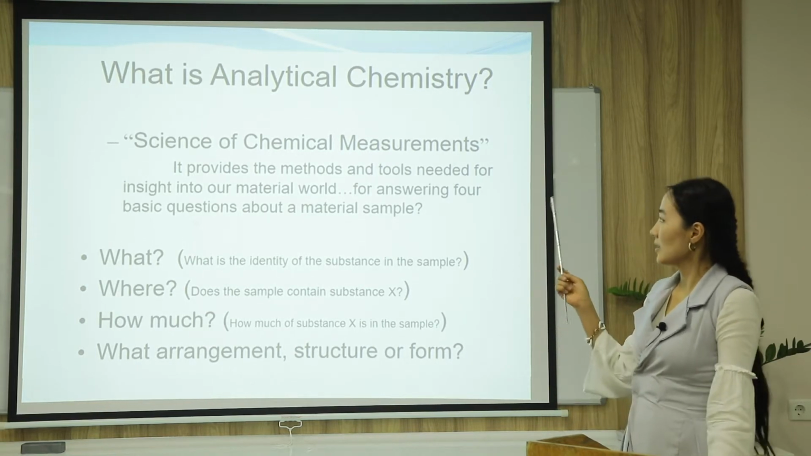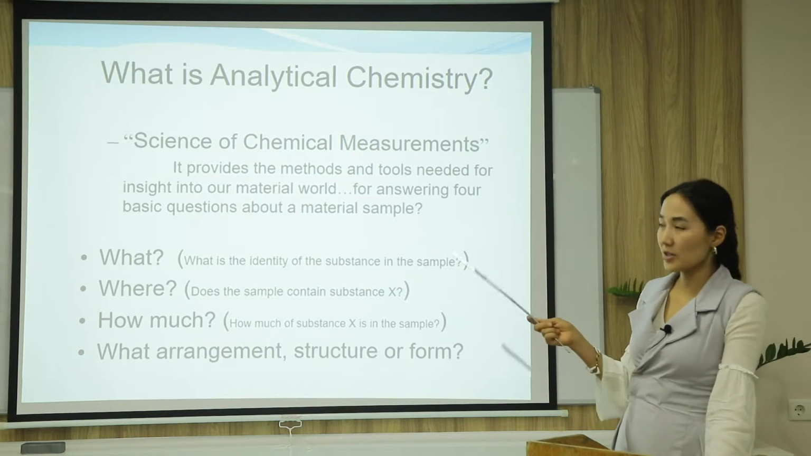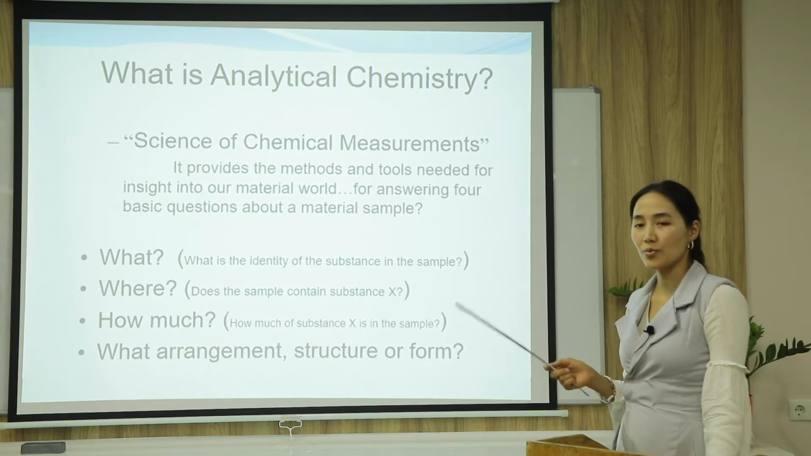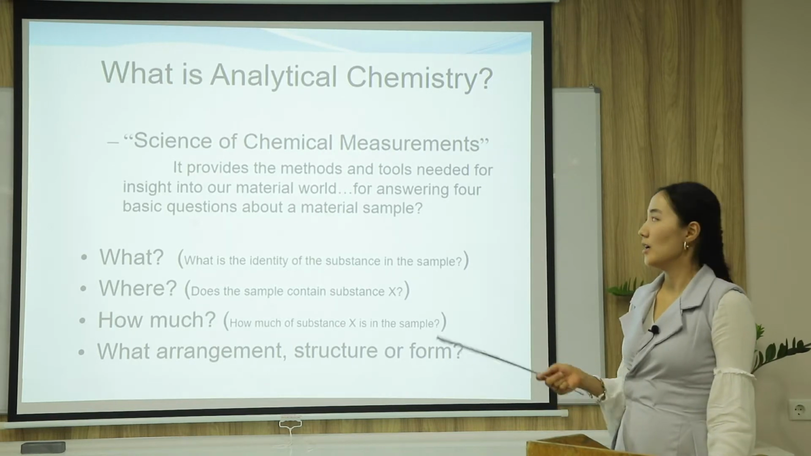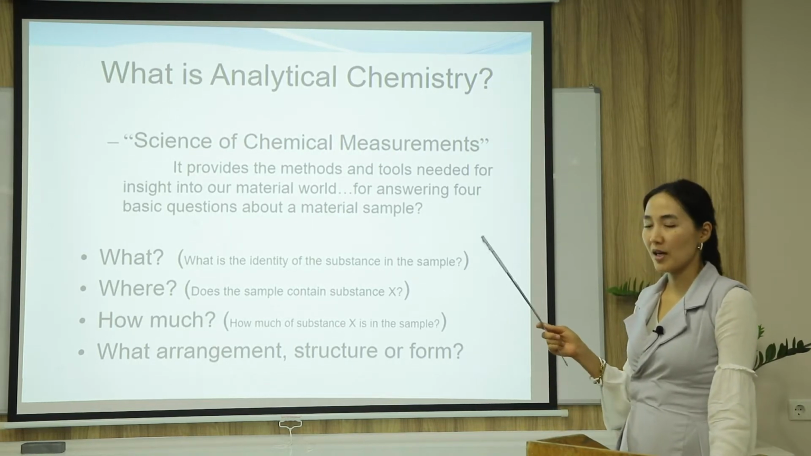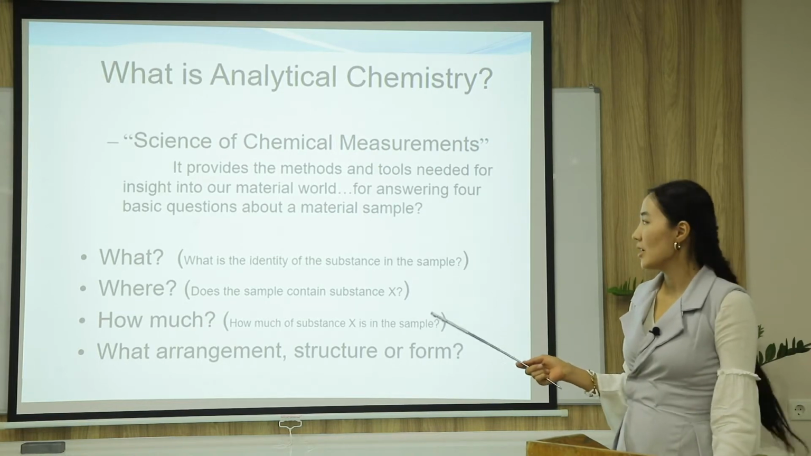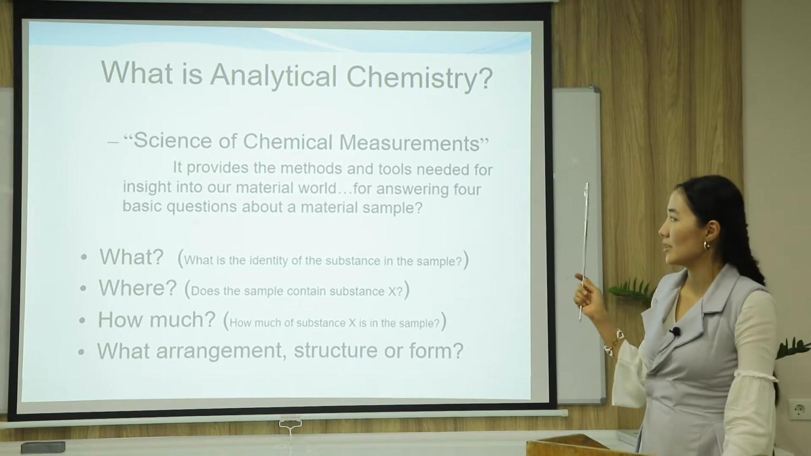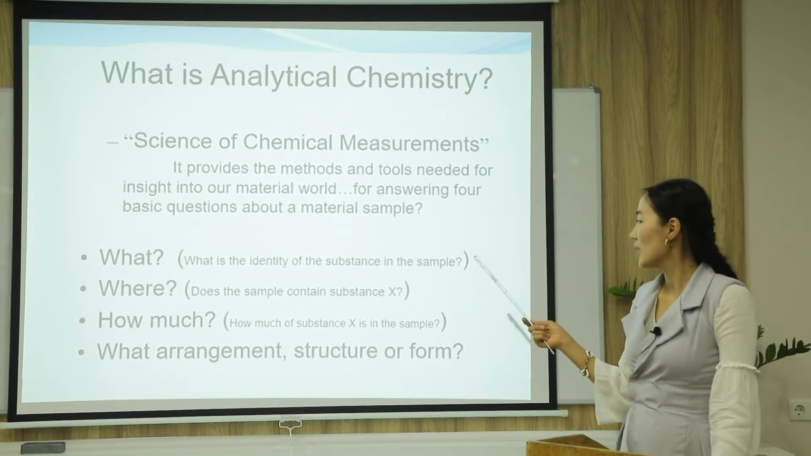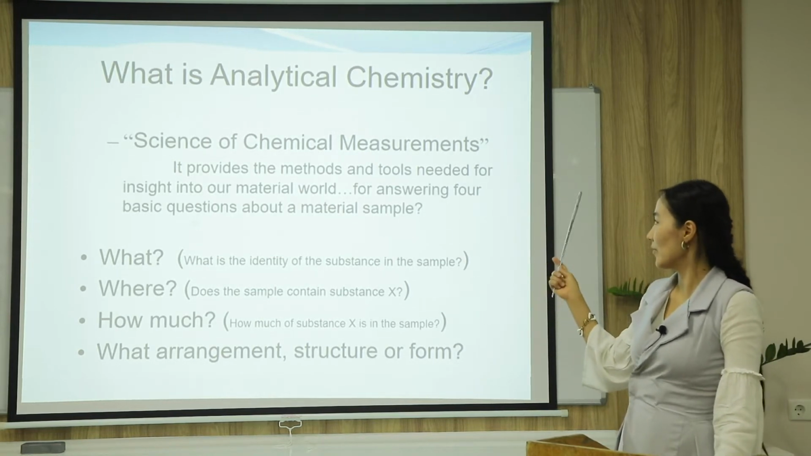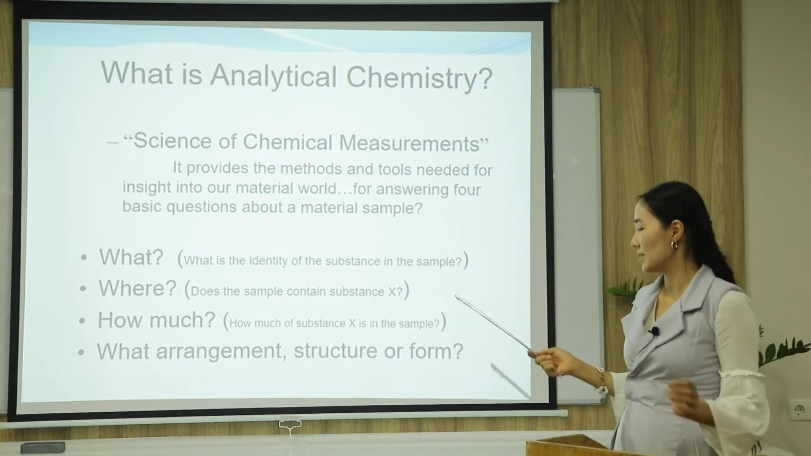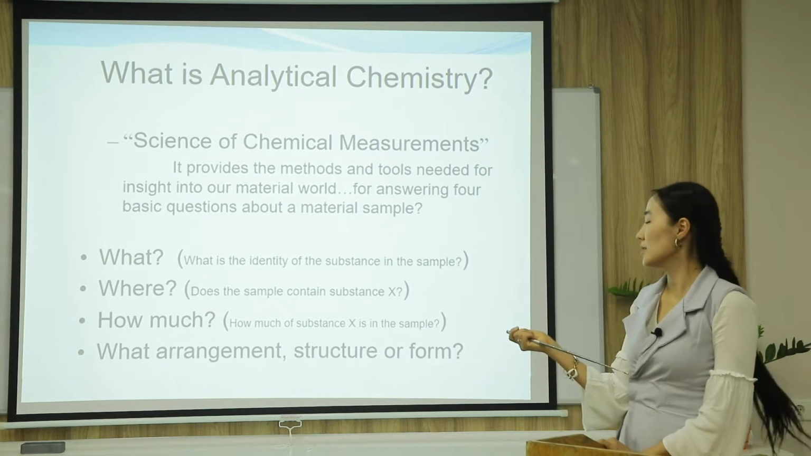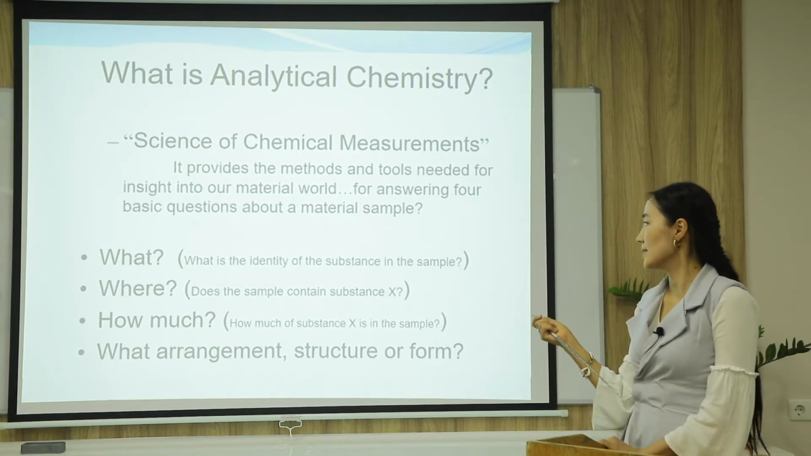So what is analytical chemistry? Analytical chemistry is the science of chemical measurements. Here we are going to prepare the sample, make the chemical analysis in the laboratories and provide methods and tools needed for insight into our material world, answering 4 basic questions about the material sample. The first question is what? What is the identity of the substance in the sample?